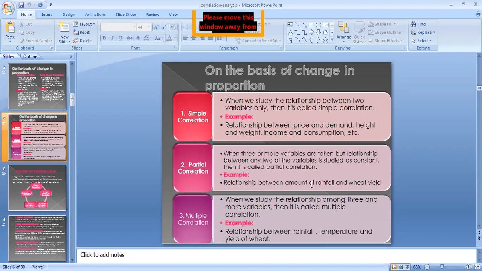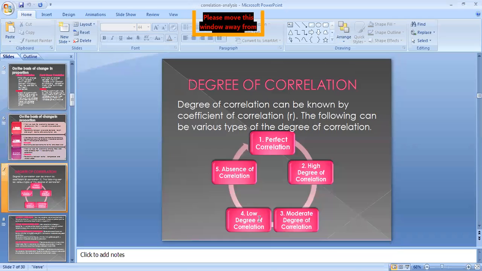Okay, what does wheat yield mean? Wheat, you must know, this is actually corn, and its cultivation depends on rainfall. This is an example of partial correlation. When the relationship among three or more variables is studied, it is multiple correlation. If two variables, simple correlation, and if more than two, then multiple correlation.